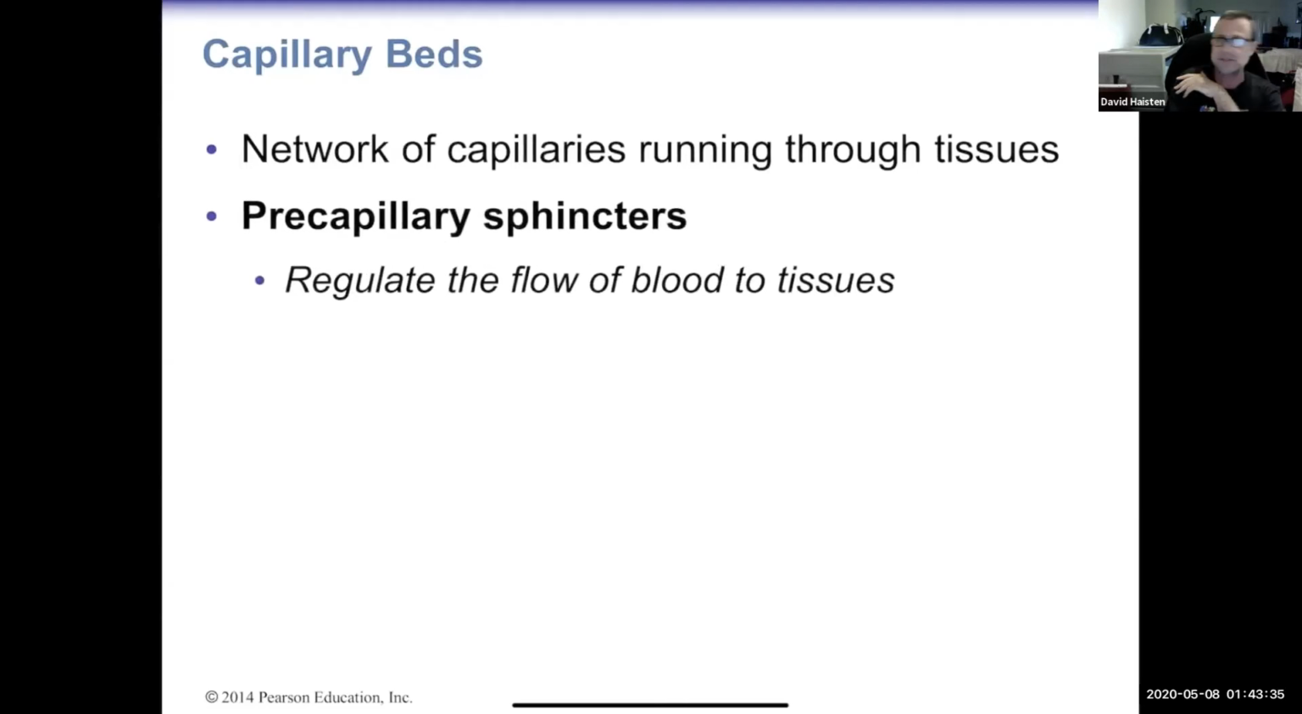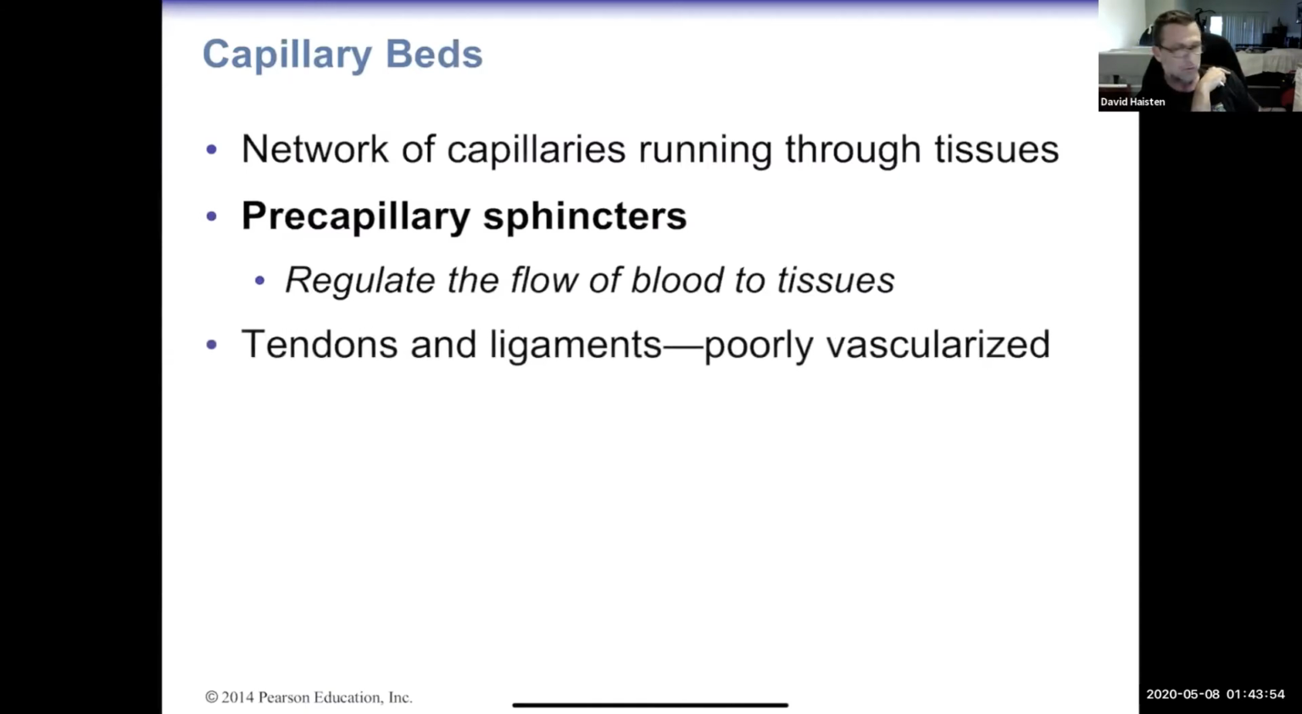Okay. Here's the deal. Precapillary sphincters, though, can shut off blood flow to tissues. So arterioles vasoconstrict, vasodilate, but also there's these capillary beds and these sphincters can shut off, alter blood flow through the capillary network.